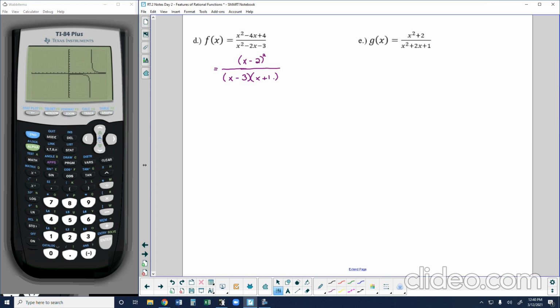When I factor this, I can see that there are two restrictions in the domain. There are two cases that x cannot equal. I cannot have a 0 in the denominator, so neither of these factors can equal 0, so x cannot equal 3, and x cannot equal negative 1. Because neither of those is a zero of the numerator, we don't have any factors that match in the numerator and the denominator, so both of these are going to create vertical asymptotes. The domain would be all real numbers except for negative 1 and 3, and both of these would be vertical asymptotes.